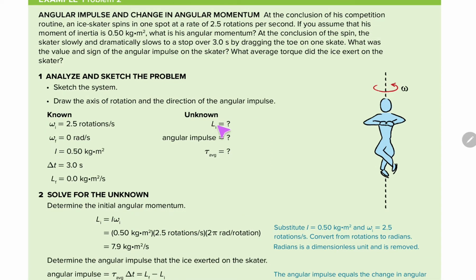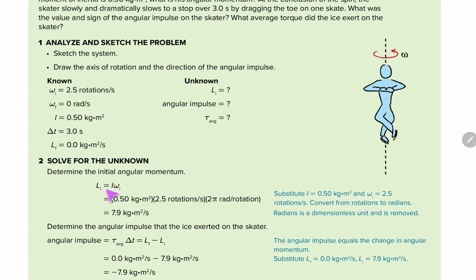In the beginning, we will find L initial, which is the angular momentum. We have a law: L initial equals I omega initial, the moment of inertia multiplied by the angular velocity. That equals 0.5, from the question, multiplied by omega initial, which is 2.5. But here we have the unit rotations, so to convert the rotations to radians, we should multiply the number by 2 pi. The final result will be 7.9 kilogram meter square over second. This is the first unknown in this question.